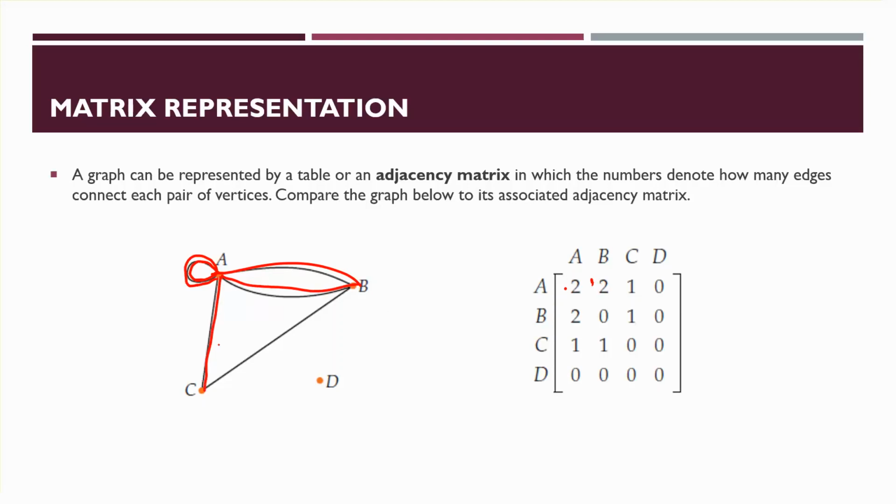A to C, we can get there once. A to D, well, we can't get there via any of the edges. Then we go to this next one. How many times can we get from B to A? 1, 2. B to B, well, B's not connected by a loop, so that's a 0. B to C, that's 1. And B cannot get to D. If you go to C, C can get to A and it can get to B, but it can't get to anything else. And D, well, obviously that's isolated, so it can't get to anything. And that's what a matrix representation looks like for this particular example.